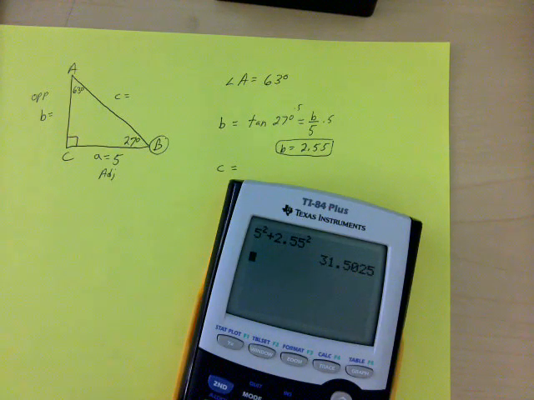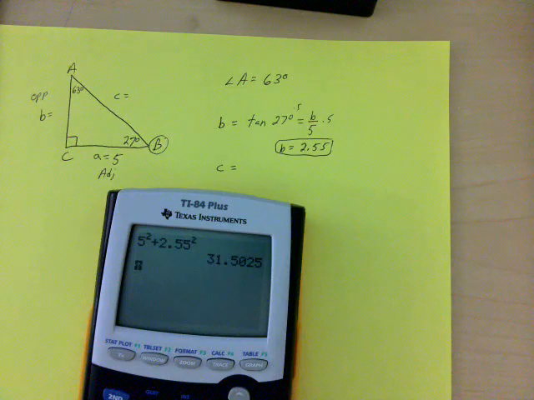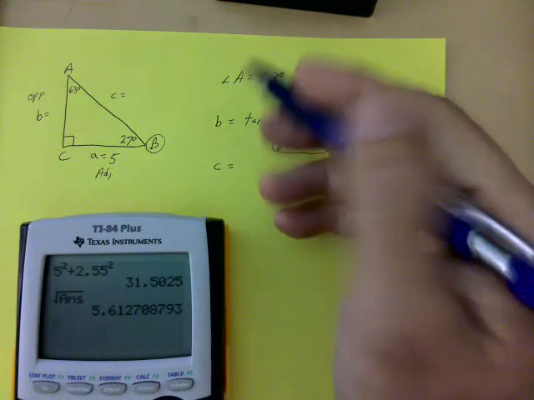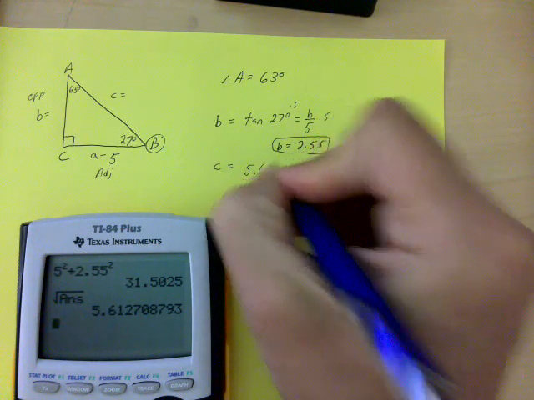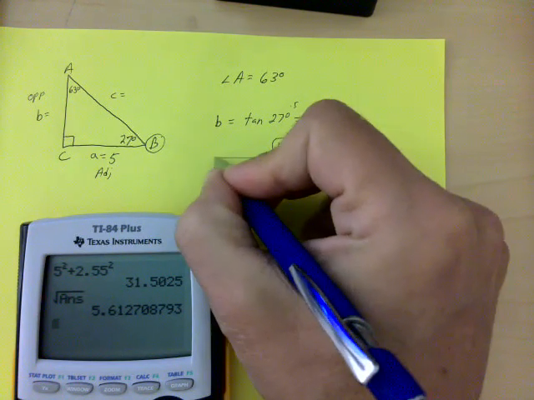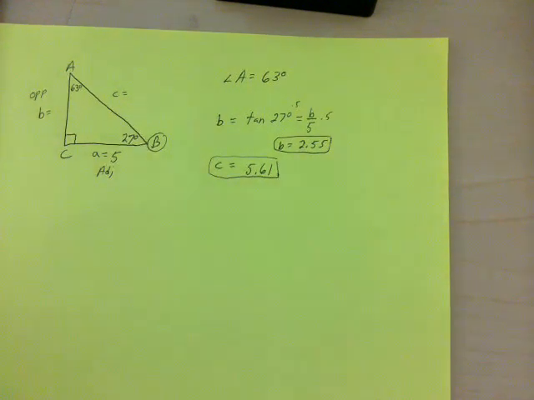Don't forget to take the square root. There's no way C could be 31.5 units. I take the square root, and I'm going to see that my C is about 5.61. We'll round to the hundredths. Okay? So that example is an example where we used trig to find a side.